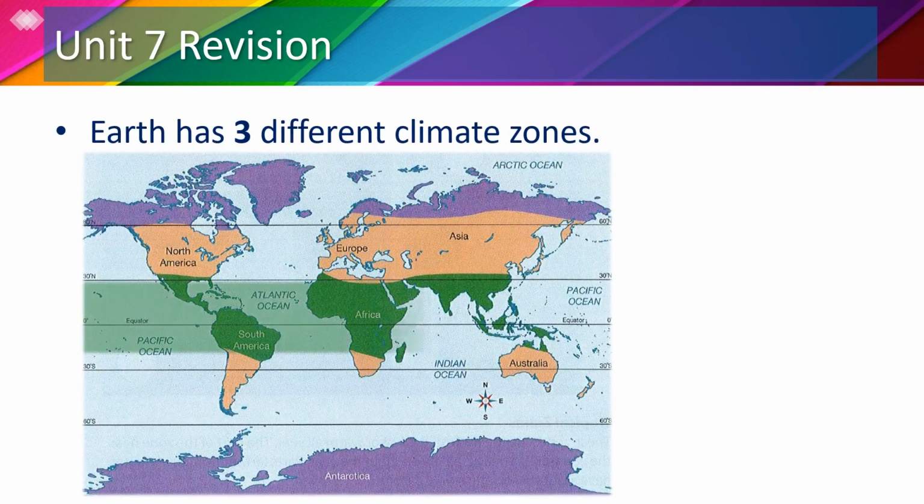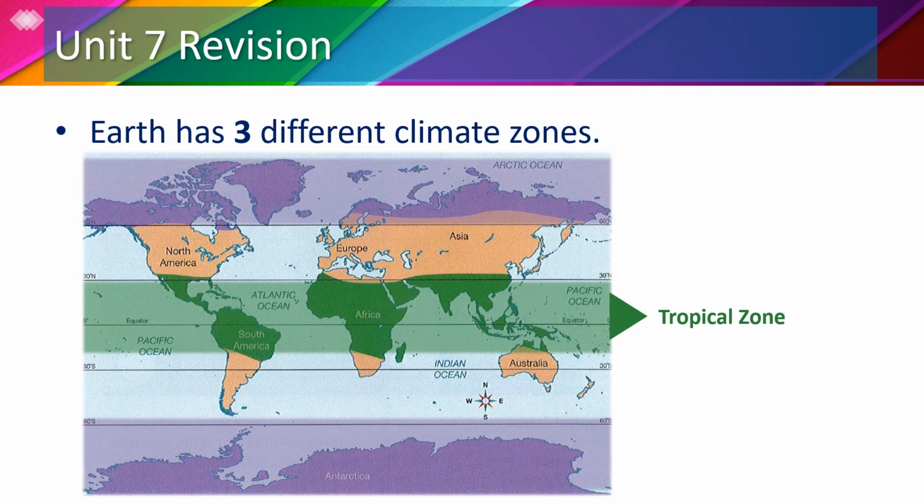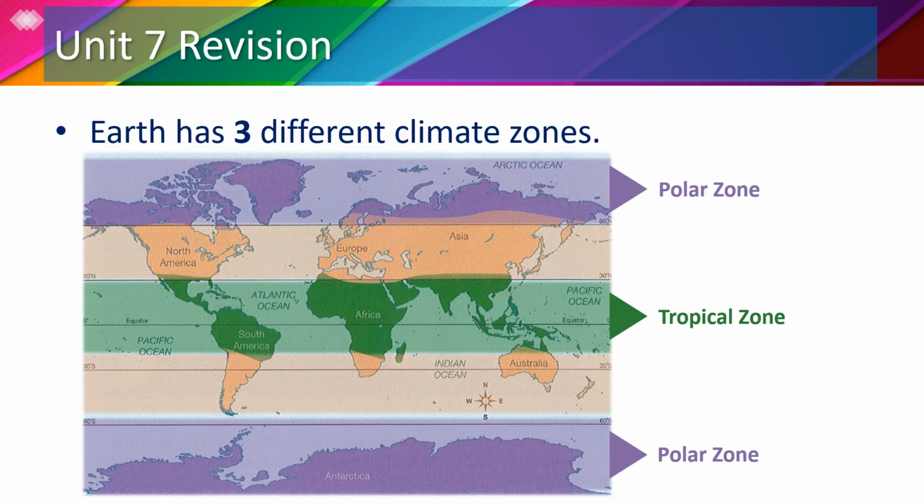The zone in the center, nearest to the equator, is called the tropical zone. This zone is the hottest and it has a lot of rain. The zone closest to the poles is the polar zone. It is the coldest zone with snow and ice all year long. And finally, the third zone, the one between the tropical and the polar zone, is the temperate zone. It has a little bit of everything, some rain, some snow, and some warm or hot weather.